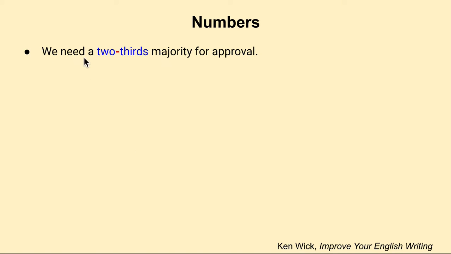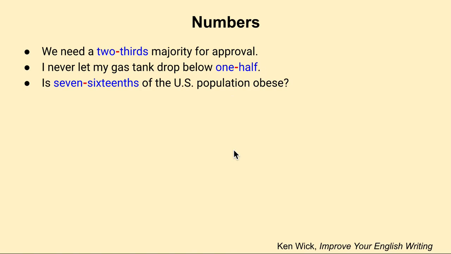So some examples are: we need a 2/3 majority. So here we go. We spell it out. It is 2 words. We have a hyphen between it. I never let my gas tank drop below 1/2. Here we have a fraction, and we put a hyphen in. Is 7/16 of the U.S. population obese? So here we can express the fraction in 2 words, and we use a hyphen to connect it.